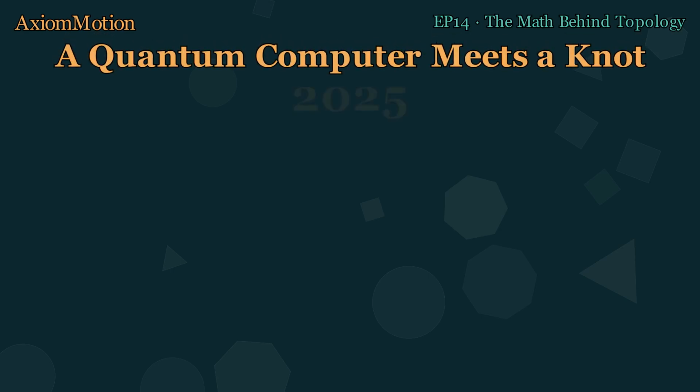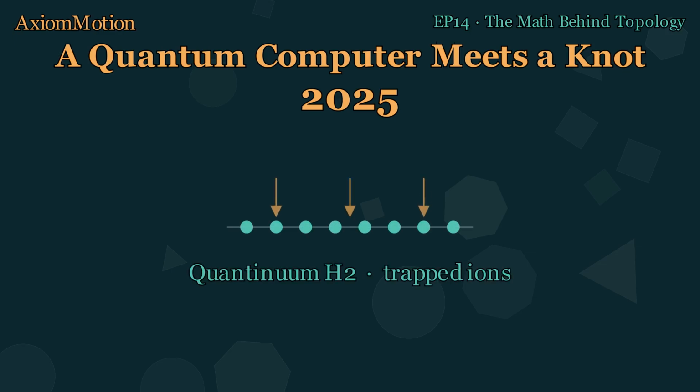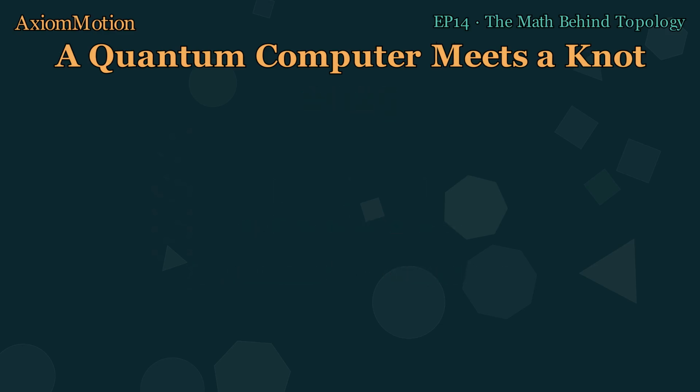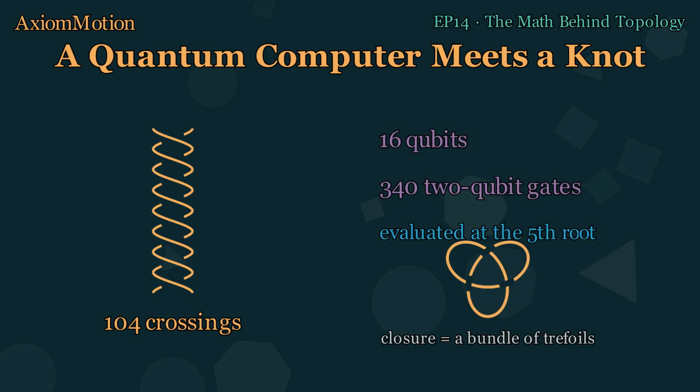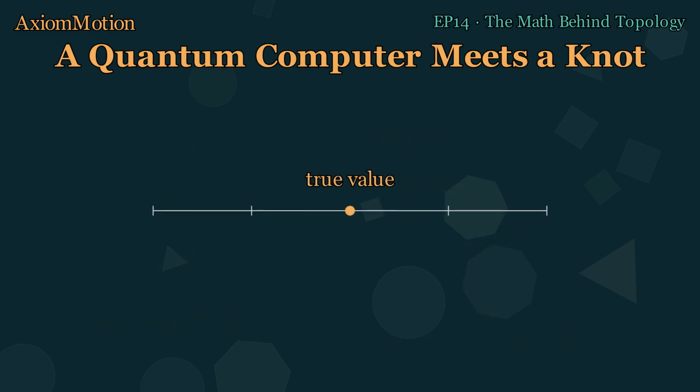Theory is one thing. In 2025, the Jones polynomial finally met a real quantum computer. A team at Quantinuum on their H2 trapped ion machine, where individual atoms held in place by lasers serve as the qubits. They built a braid with 104 crossings, whose closure is a small bundle of trefoils. Then ran the algorithm on just 16 qubits and 340 entangling gates, estimating the polynomial at the 5th root of unity. The machine returned an answer, but it still carried a relative error of about 43%. Close enough to be real, far enough to remind us this is genuinely hard.